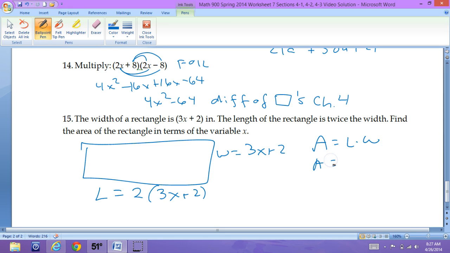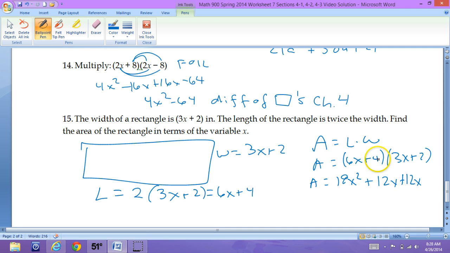So we're going to start substituting. Now our length, we're going to finish this distribution here. 6x plus 4. And our width is 3x plus 2. And then you just multiply them through. So we have 18x squared plus 12x plus 12x. Oh, interesting. Plus 8. And let's make sure we did that. That's 18x squared. That is 12x. That is 12x. And that's plus 8. So we have 18x squared plus 24x plus 8.